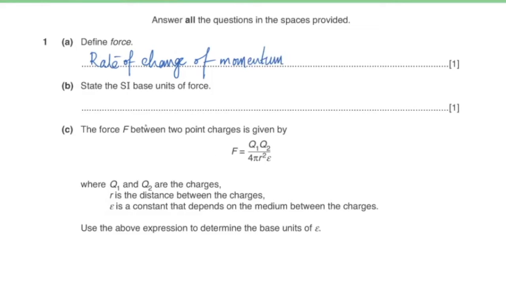Part B, state the SI base units of force. The force is mass into acceleration. So mass into acceleration is kilograms meters per second square.